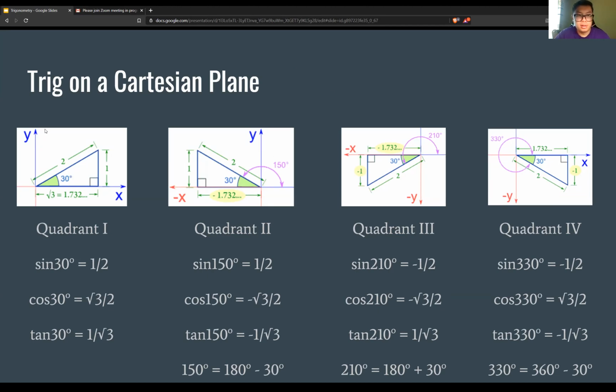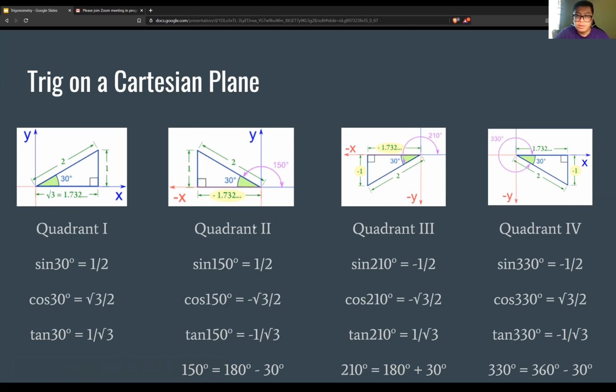These sections are called quadrants, and there are 4 quadrants in a Cartesian plane. The one with positive x and positive y is called quadrant 1. Now let's look at the trig ratios with this triangle right here. So sine of 30 degrees is still 1/2. Cosine of 30 degrees is still square root 3/2. And tangent of 30 degrees is just 1/square root 3.